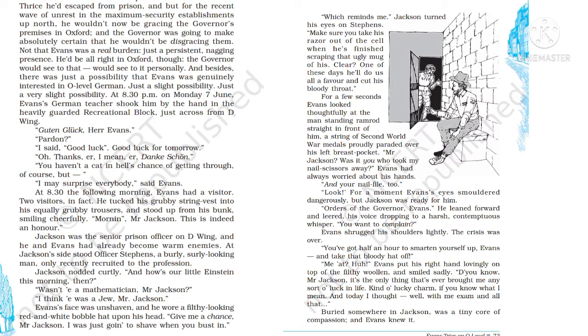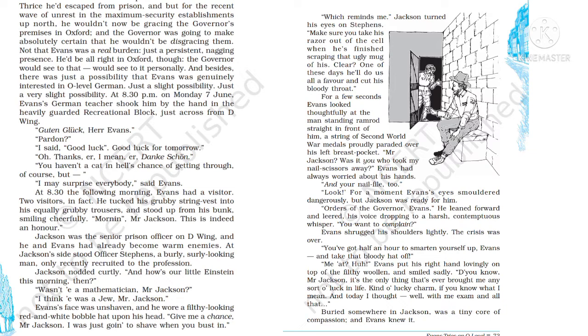Now the next morning at 8:30, Ivans was visited by two men. One was Mr. Jackson, who was the senior prison officer on D Wing, and the other was Officer Stephens, who was a newly appointed officer. Now this Jackson and Ivans were enemies, or we can say that they did not like each other. So as Jackson enters Ivans' cell and greets him, he makes fun of him by calling him Einstein.